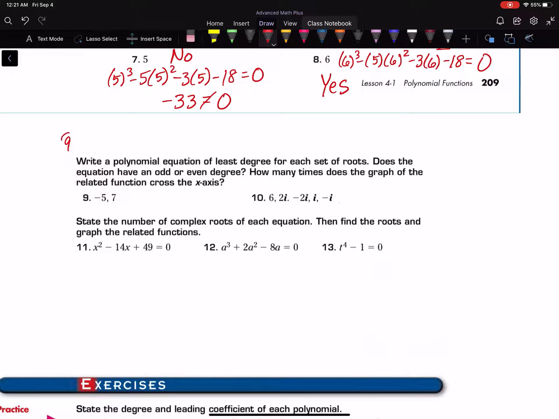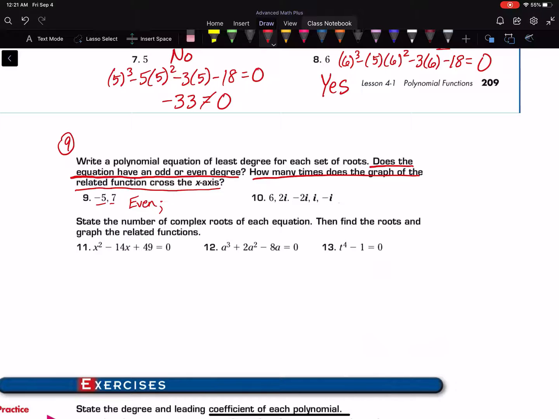Number 9, we have 2 zeros. It says write a polynomial equation of least degree for each set of roots. Does the equation have an odd or even degree? How many times does the graph of the related function cross the x-axis? So I can answer these last 2 questions first. Does the equation have an odd or even degree? That's just you count how many roots it has. So number 9 has 1, 2 roots. Therefore, it has an even degree.